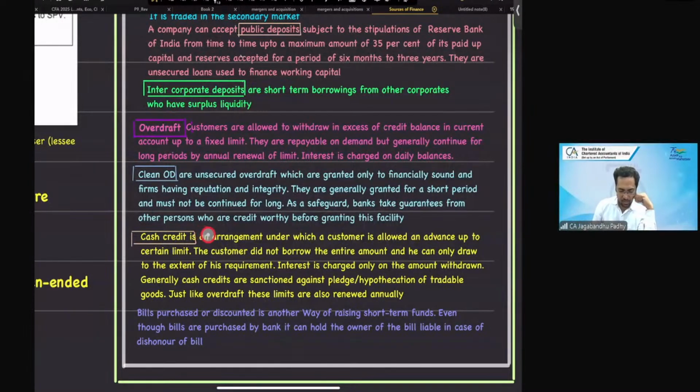Whereas cash credit is an arrangement under which a customer is allowed an advance up to a certain limit. The customer can withdraw money up to that limit, and you'll be charged interest only on the amount you withdraw. That's the same case with an overdraft also. So interest is charged only on the amount withdrawn. Generally, cash credits are sanctioned against pledge or hypothecation of trade receivables and goods.